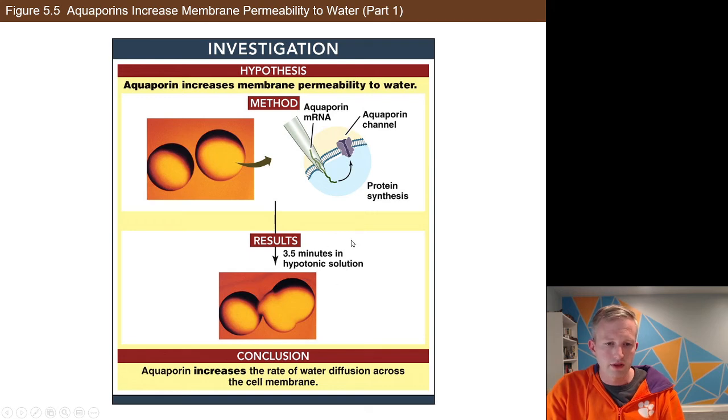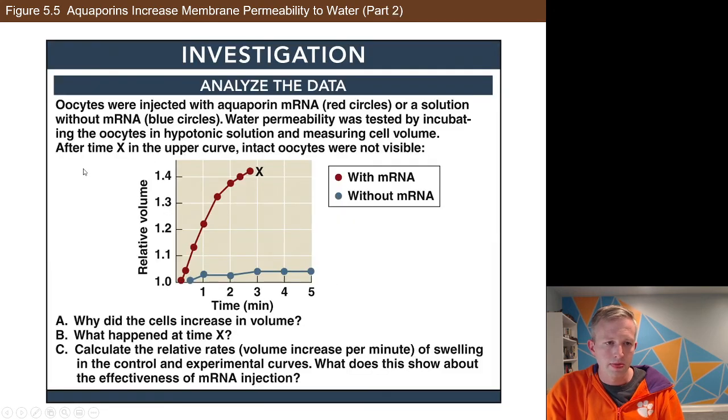And so you can see in these results that little oocytes that were injected with aquaporin mRNA produce more aquaporins, and suddenly their relative volume skyrockets compared to the cells that didn't have the mRNA coding for aquaporins. So again, demonstrating the functionality of these aquaporins in the ability to transport water across the cell membrane.